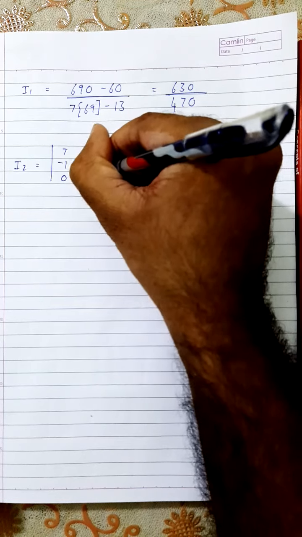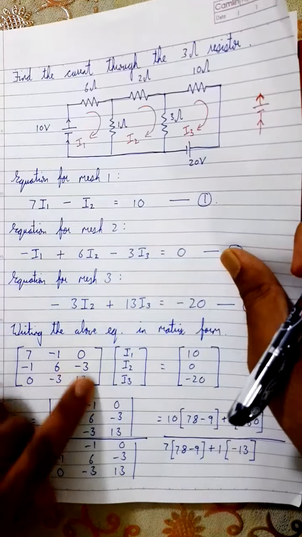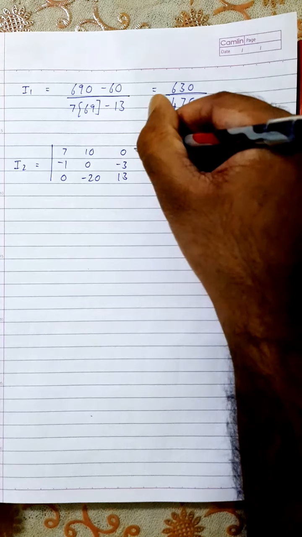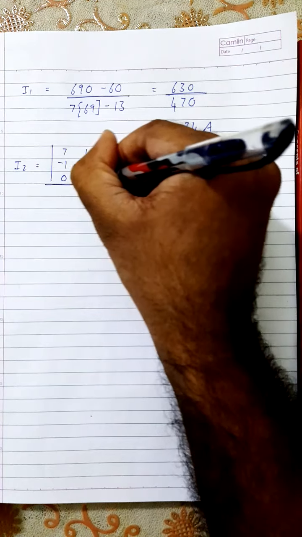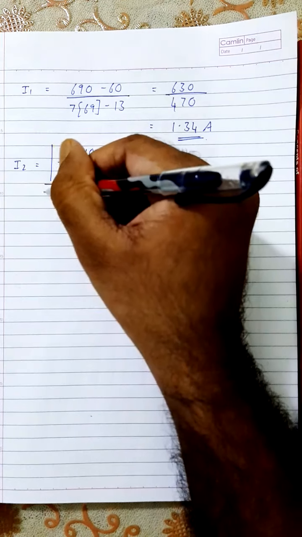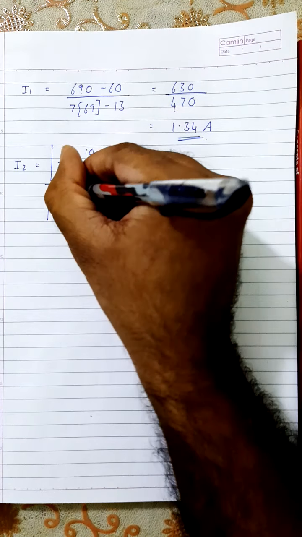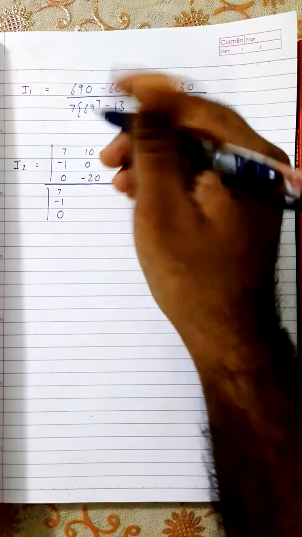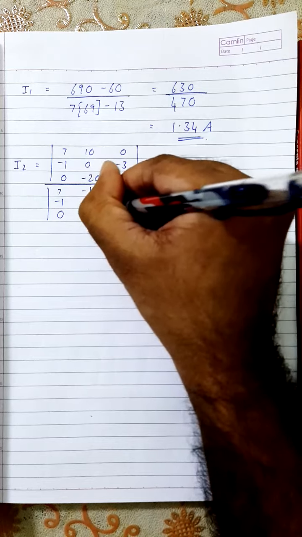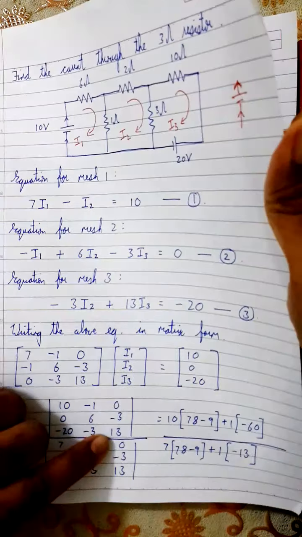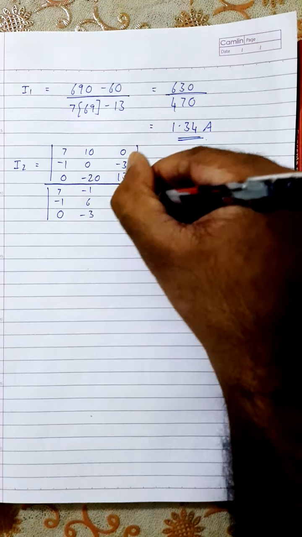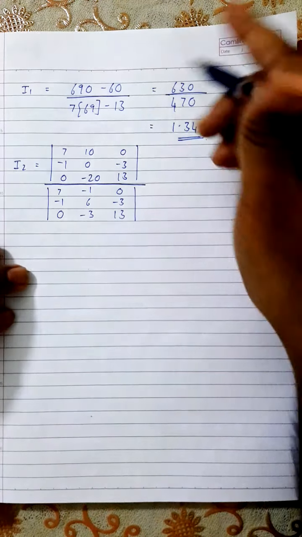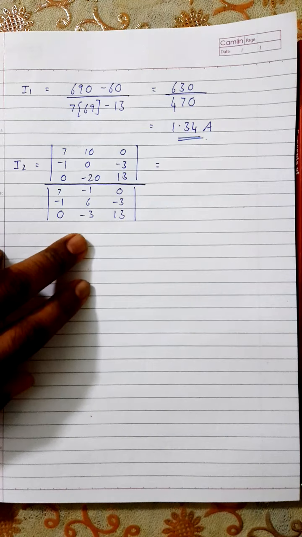10, 0, minus 20. The third column will be the same: 0, minus 3, 13. Divided by the denominator, which will be exactly the same: 7, minus 1, 0, followed by minus 1, 6, minus 3, and the third column will be 0, minus 3, 13.